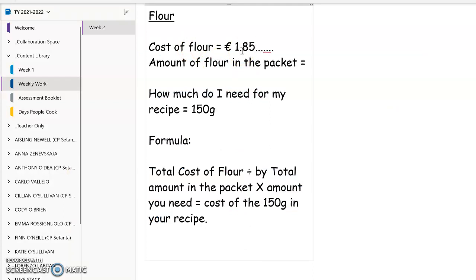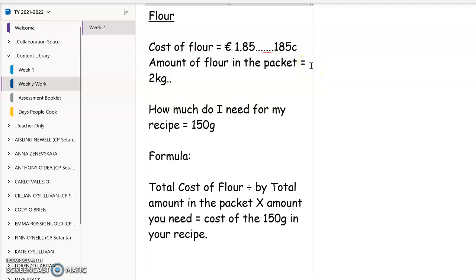Now, in order to get the costing correct, you need to bring everything back to its lowest amount. So €1.85 is 185 cents. The amount of flour in the packet is 2 kg. But again, bring it back to the smallest amount. What is 2 kg in its smallest amount? It will be 2,000 grams. Okay, you need 150 grams for your recipe.